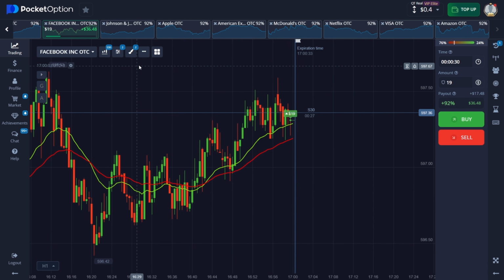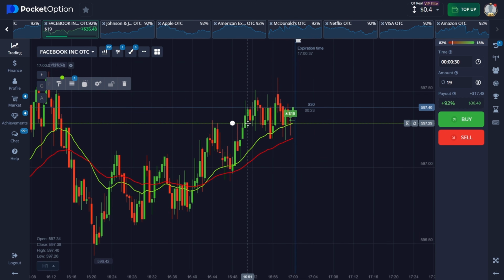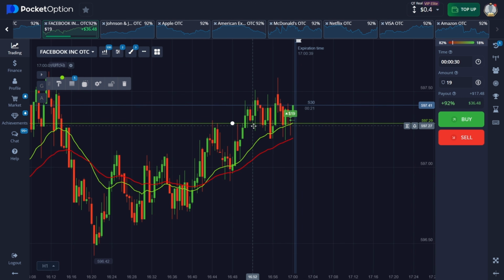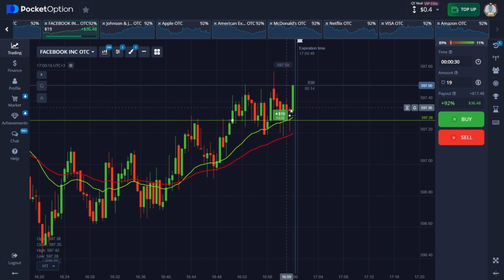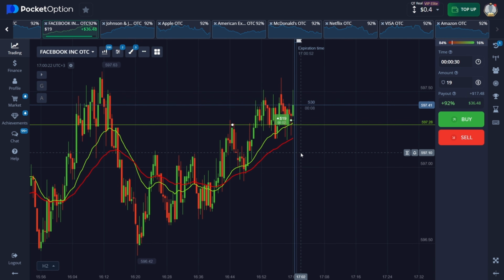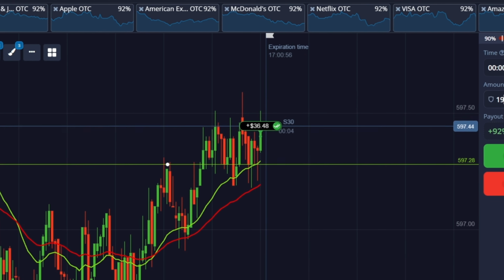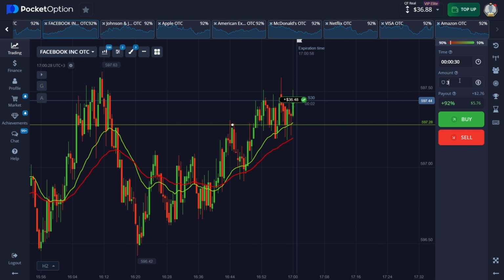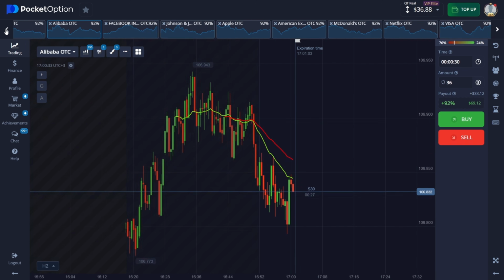Here you can see a support level and a moving average, which is why I took this trade for the upside move. It looks like a good win. As you can see, with only a few seconds left, we won our second trade of the compounding session. Now my balance has turned into $36. Let's find a trade for $36 on the OTC market.